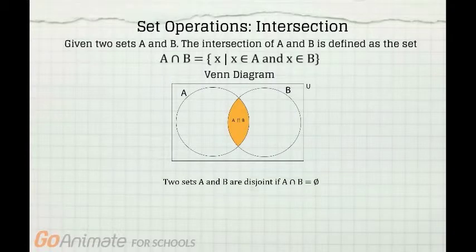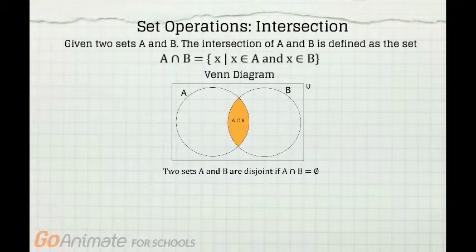Two sets A and B are disjoint if A intersect B equals the empty set.